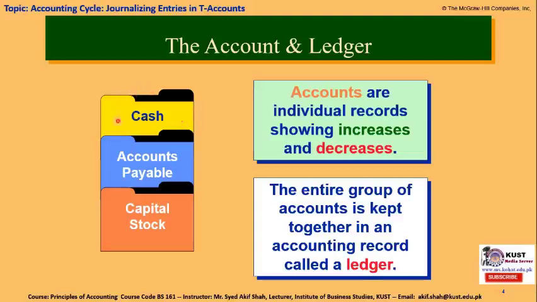For example, we have the cash account as a separate ledger account. We also have the accounts payable account in our books of account, which consists of the entries related to only accounts payable. Similarly, we also have the capital stock or owner's equity account that consists of the transactions pertinent to only the owner's equity section.